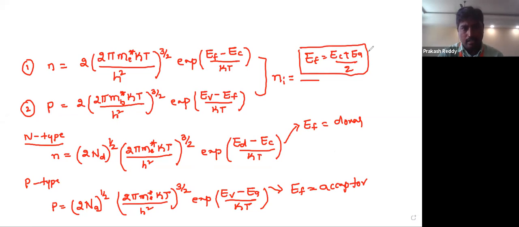All right, in the P equation it is mh star, not me star, here mh star.